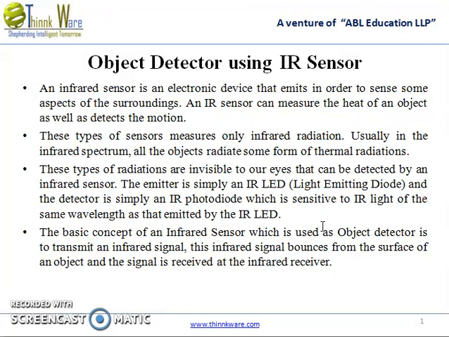The basic concept of an infrared sensor, which is used as an object detector, is to transmit an infrared signal. This infrared signal bounces from the surface of the object, and that distance is calculated.